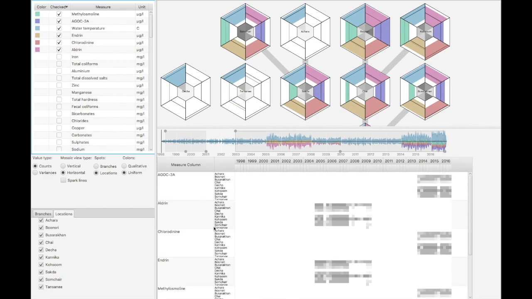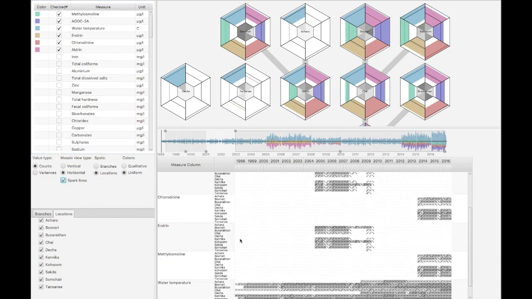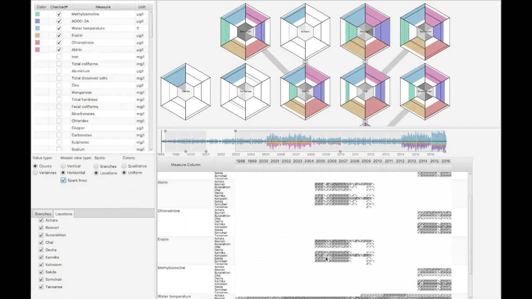The mosaic view on the right side can show either sample counts or variances. It provides the user with an overview about sampling strategies based on the whole period of time. Sparklines emphasize the development and make similar patterns visible. Tooltips show the counts on demand.